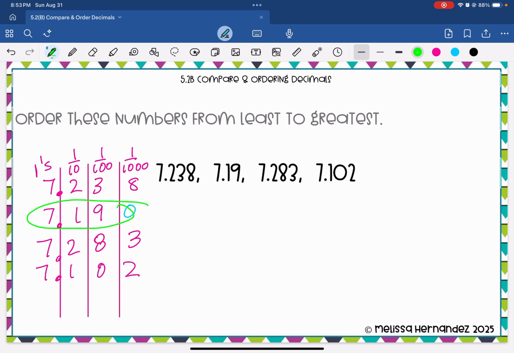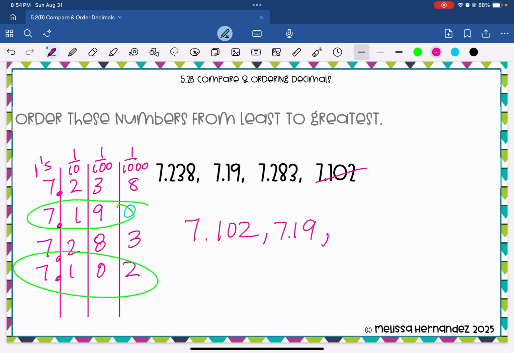7 and 19/100 or 7 and 190 thousandths, and then 7 and 102 thousandths. So the ones are equivalent, but the 0 is less. That means the smallest number is 7 and 102 thousandths, followed by 7 and 19/100. Or if you wanted 7 and 190 thousandths, that is okay.